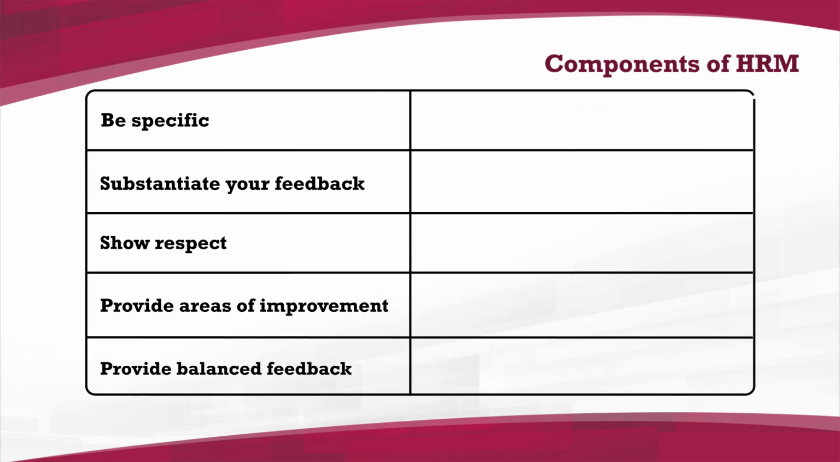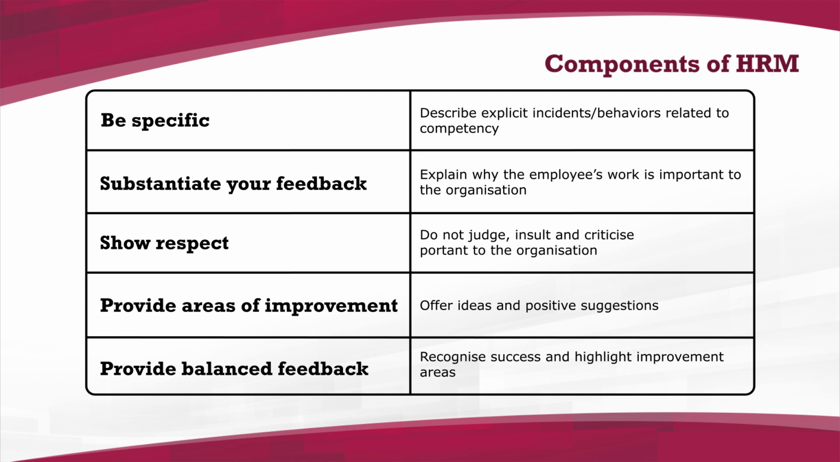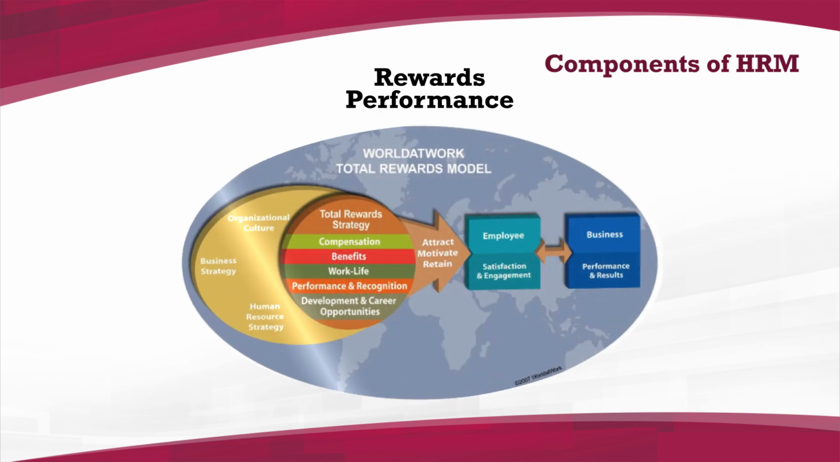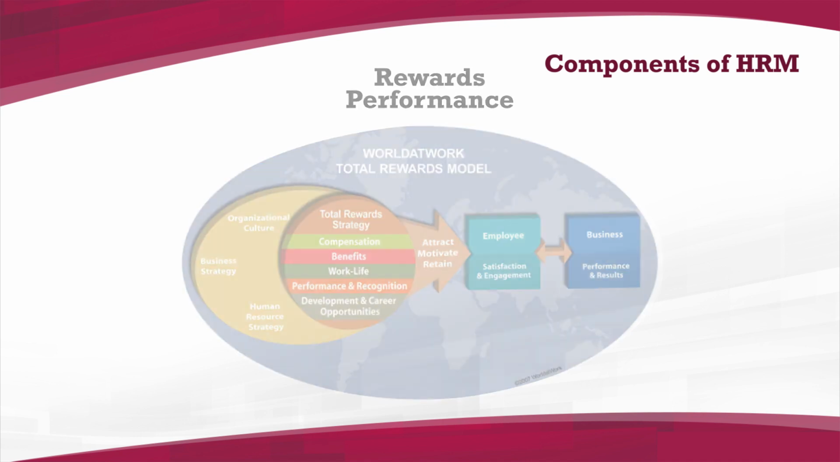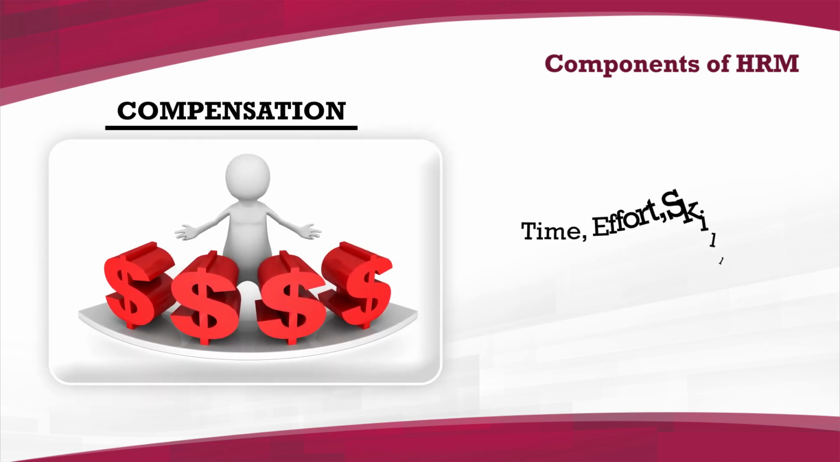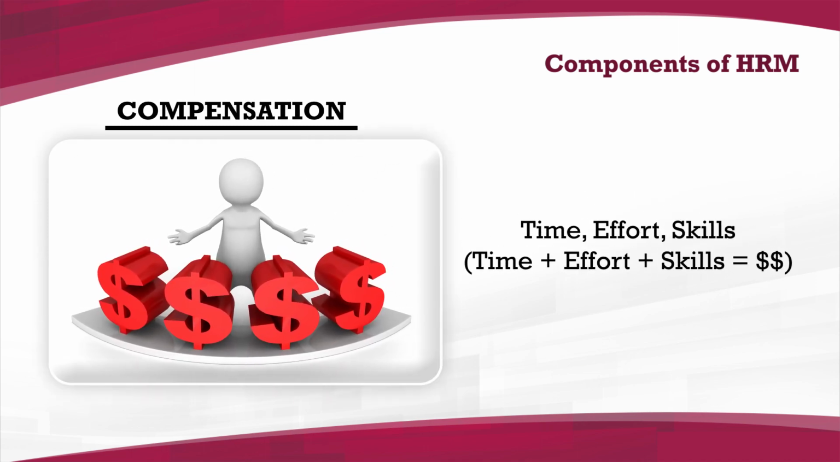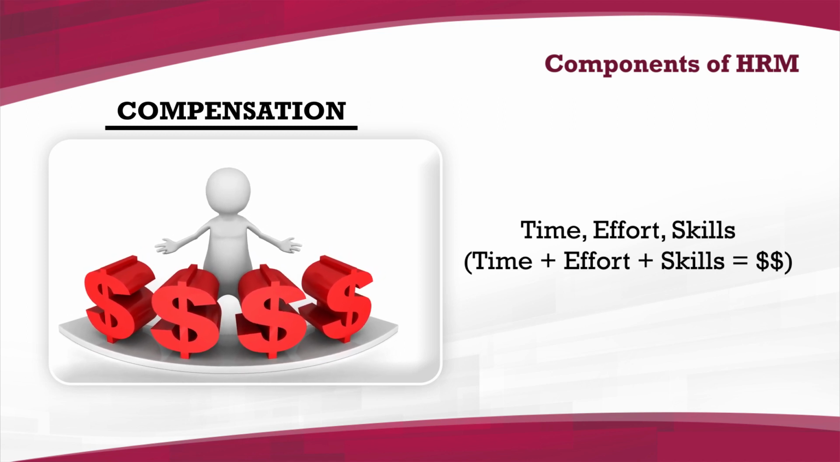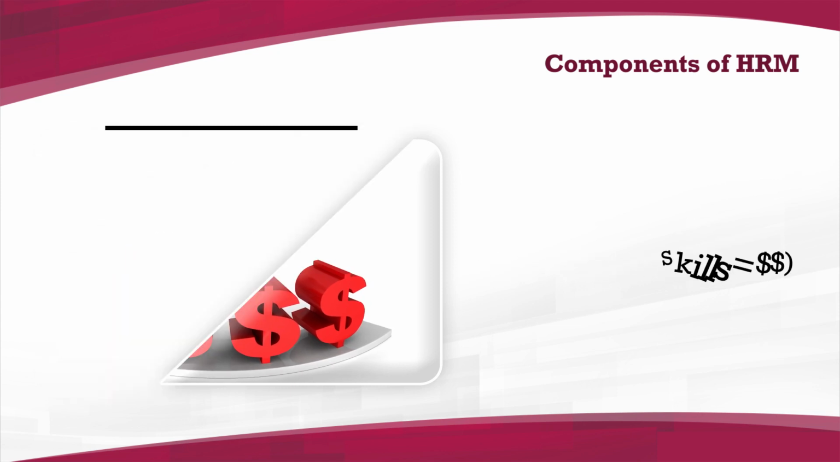Giving feedback can be a complex and challenging process, especially when performance is poor. However, with some effective techniques, the process could be a much more pleasant and fruitful one. Let's now look at rewarding performance and the 6 elements of total rewards that collectively define an organization's strategy to attract, motivate, retain, and engage employees. Compensation. For the services rendered, for example, time, effort, skills, the employer pays its employees. This includes both fixed and variable pay tied to performance levels.